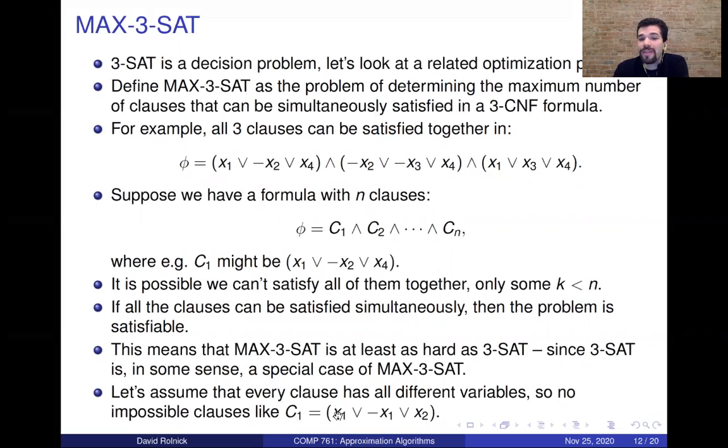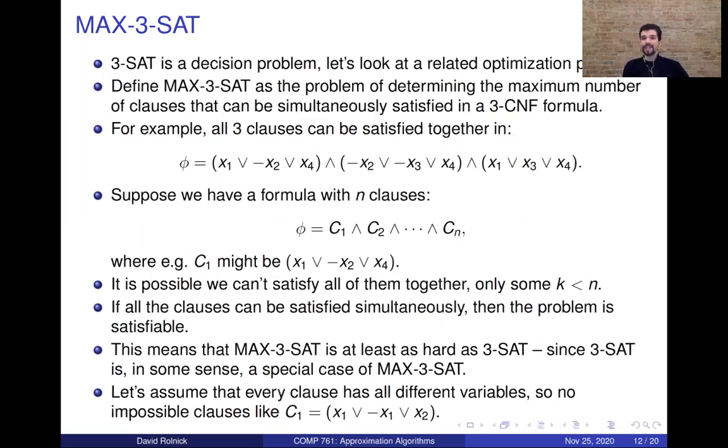If x1 is true, then this thing evaluates to true. If x1 is false, then this thing evaluates to true. So yes, trivial clauses, I should have said. I will correct that in the notes. No trivial clauses like this. Questions?